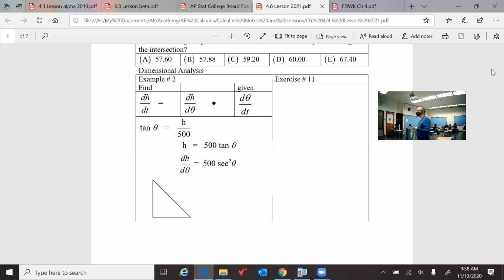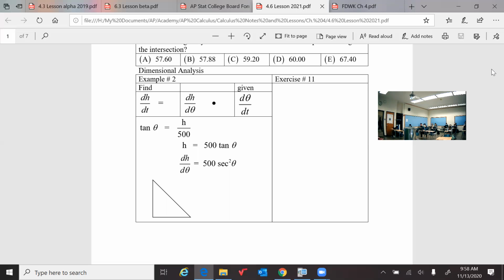Well, we can start with SOHCAHTOA. Let's try this backwards, but the tangent is opposite over adjacent. So the tangent would be h over 500. Solve for h: 500 tan theta. Let's clear the fraction. What's the derivative of that? Derivative of tangent, secant squared. Now make sure you understand this. You want the derivative of this.